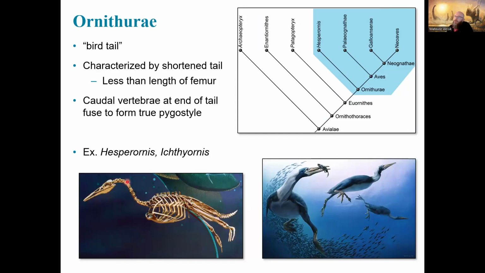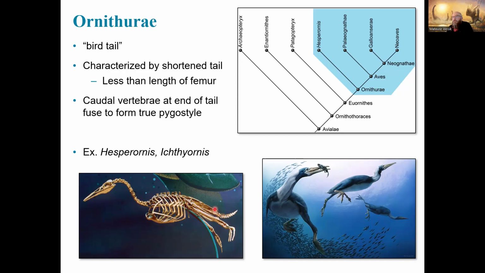So next one up in terms of groupings are the Ornithuri. These are going to be characterized again by a shortened tail, even more so, and it is going to be less than the length of their femur. So not only is the pygostyle there at the very end, those last few vertebrae fusing, now we're even further shortening these tails.